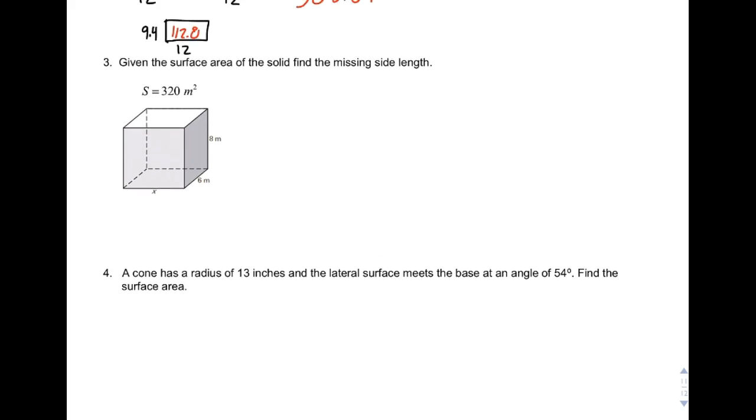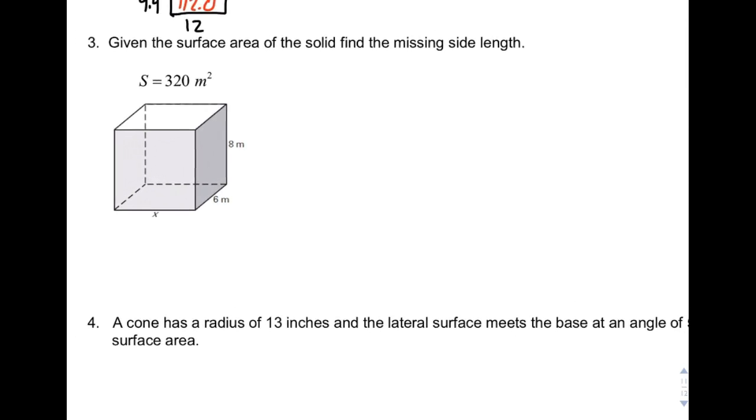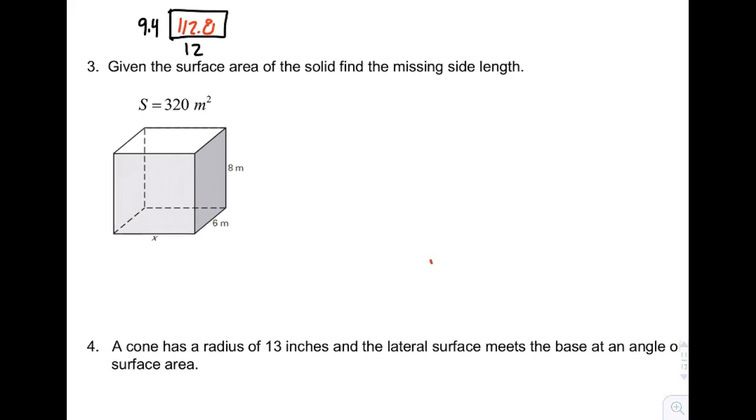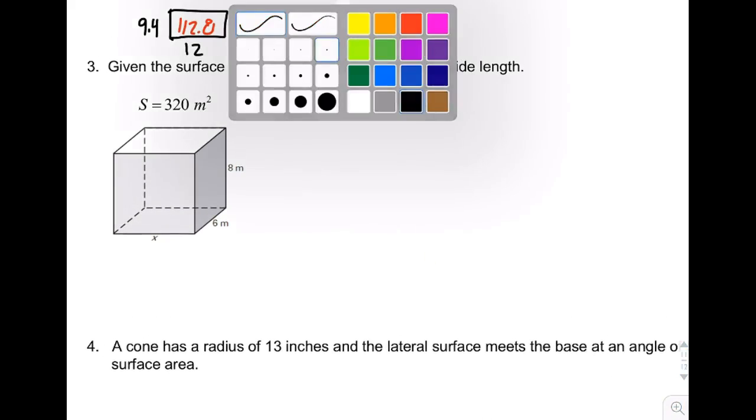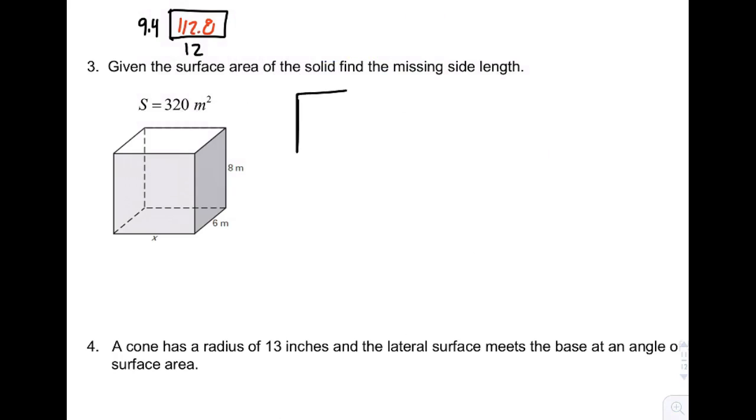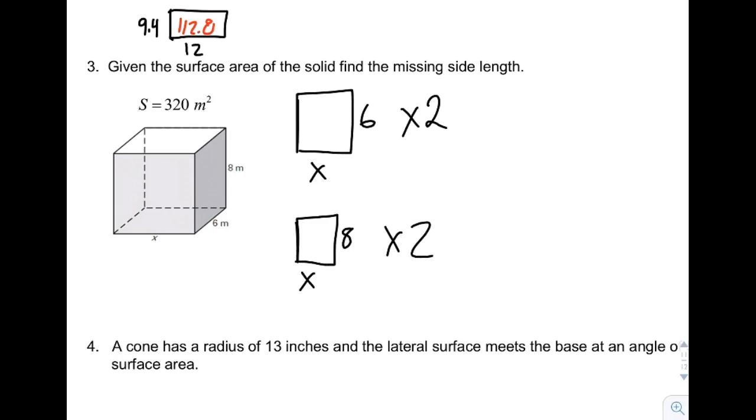Okay, let's look at number 3. Here we're given the surface area of a solid, and we need to find the missing side length. All right, so we've got an X down here, and basically we're going to do the same thing. We're going to find the surface area. So I've got a rectangle on top and on bottom. That is an X by 6, and we have 2 of those, so times 2. The front and the back is an X times 8. We've got 2 of those. And then we've got the sides, which is going to be 6 times 8, 2 of those.